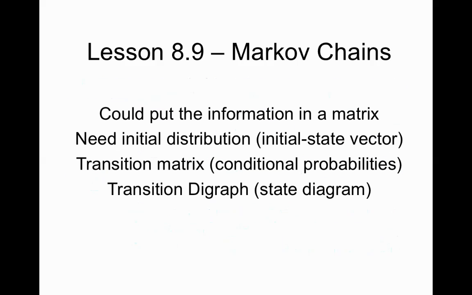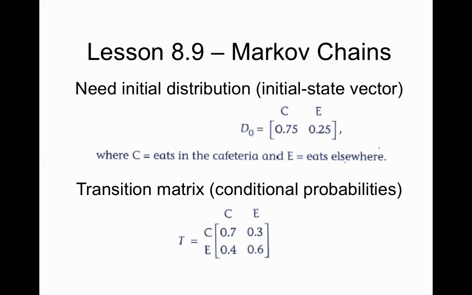So we can actually put this in a matrix. There are two types of matrices that we're going to be talking about, and this is very similar to what we did yesterday with the Leslie matrix. We have what's called an initial distribution, a transition matrix, and then a transition digraph. So what is this? Well, the initial distribution is 0.75 if they eat in the cafeteria, 0.25 if they don't eat in the cafeteria. And in the transition matrix, as you go across the rows, it's the 100%. So we have the 0.7 and 0.3, the 0.4 and the 0.6, based on that.